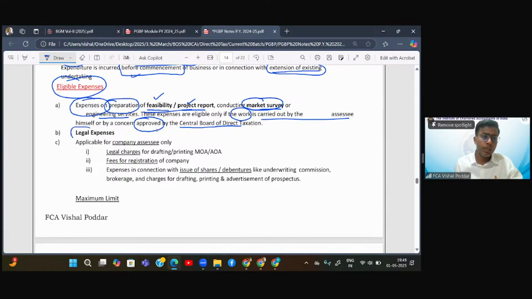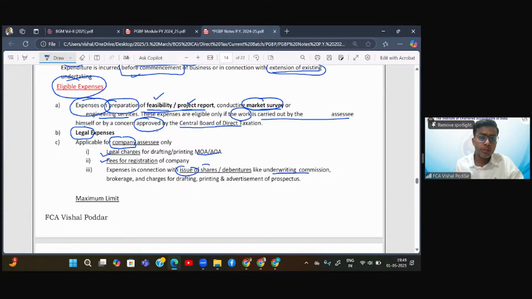Next, all legal expenses, because whenever you start a new business, you have to do many registrations, you have to enter into different contracts and all, for which you require legal services. That is also covered. Next, where the assessee is a company, they incur some specific expenses like drafting of their memorandum of association, articles of association, even printing. Next, fees for registering the company. Then expenses relating to issue of shares.